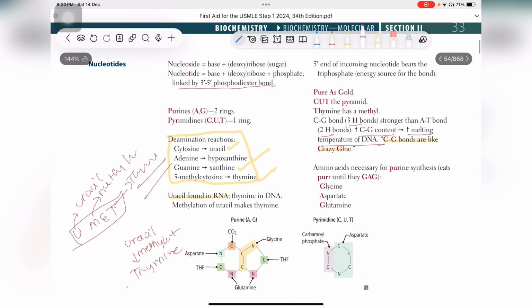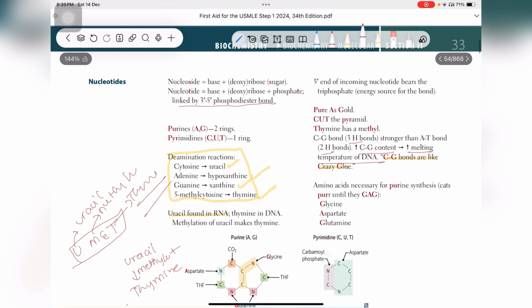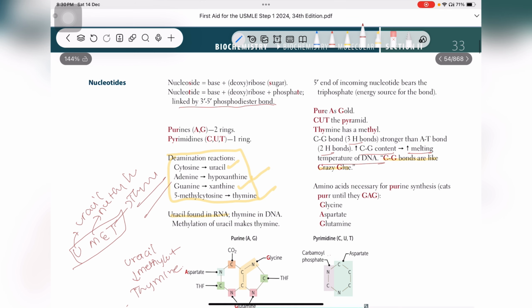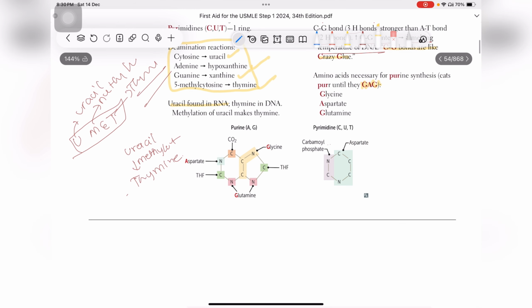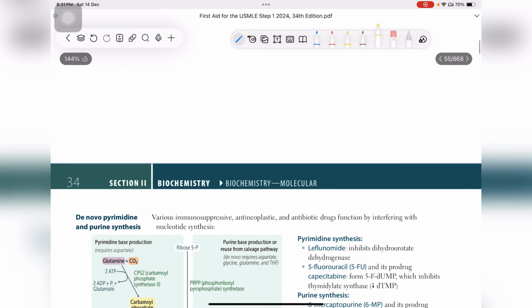So this is a mnemonic over here. Amino acids are necessary for purine synthesis. These amino acids are glycine, aspartate, glutamate. This is important: GAG. Here this is GAG. You have purine, this is pyrimidine. So you have aspartate, you have glycine, you have glutamate, which are nothing but GAG, glutamine.